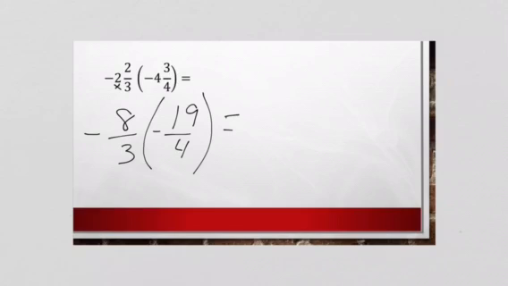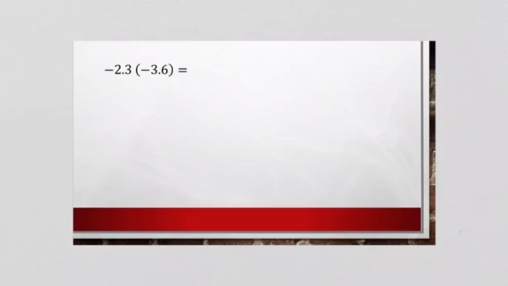4 goes into 4 one time. 4 divided by 4 is 1. 8 divided by 4 is 2. So what we really did is we divided both the numerator and the denominator by 4. We simplified before we multiply. Now it makes the numbers a little bit easier. Well, 2 times 19, I know that one, it's 38, over 3 times 1, which is 3, and that's a negative times a negative. Well, what's a negative times a negative? It's a positive.